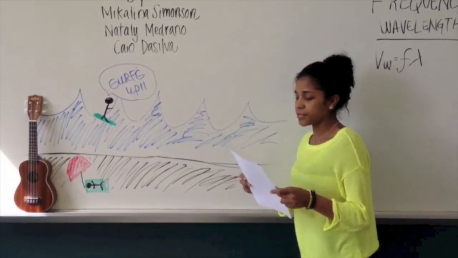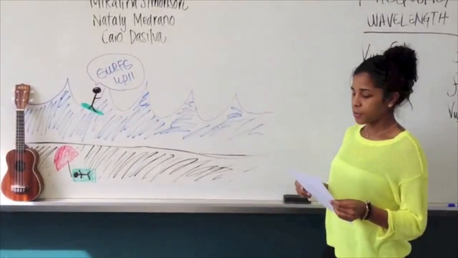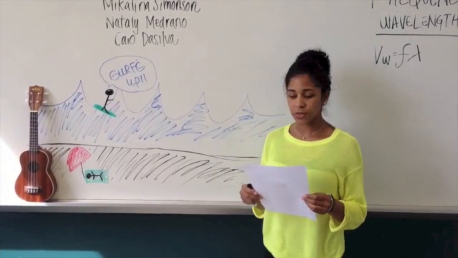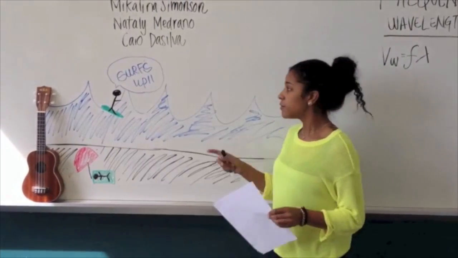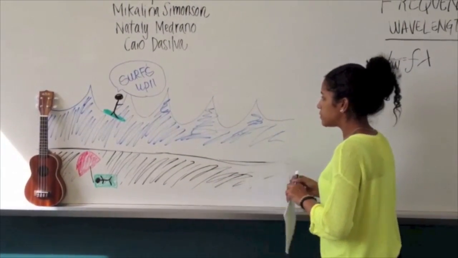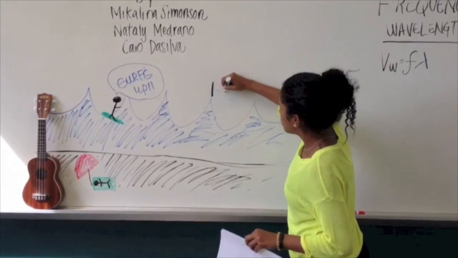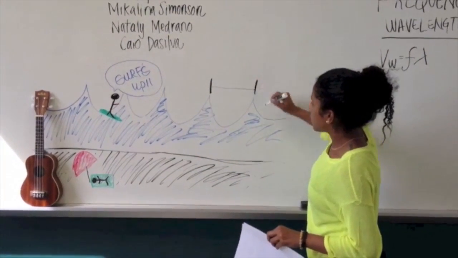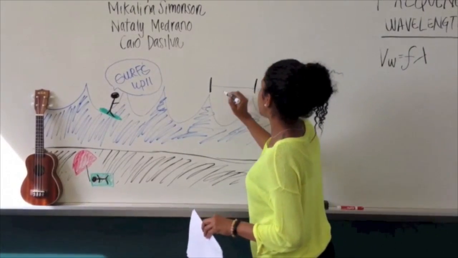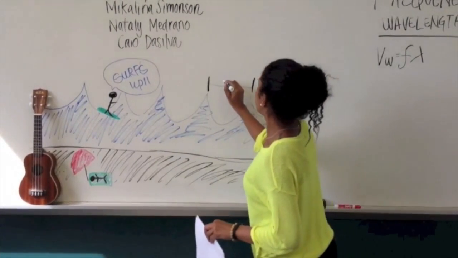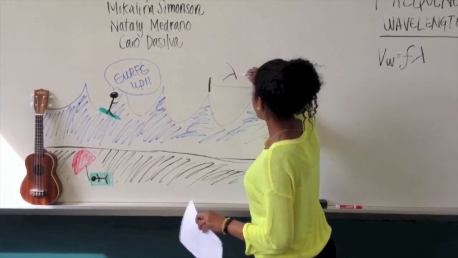Two important properties are wavelength and frequency. Wavelength is the distance between two adjacent parts of the wave. For example, in ocean waves, it is the distance from the top of one wave to the top of another wave. And you identify the wavelength with this symbol, lambda.